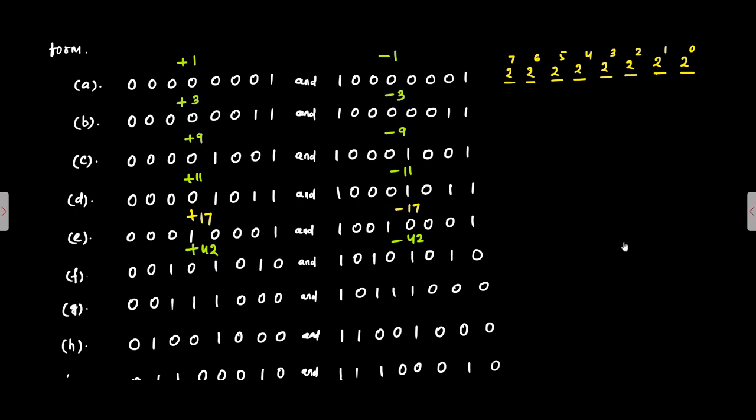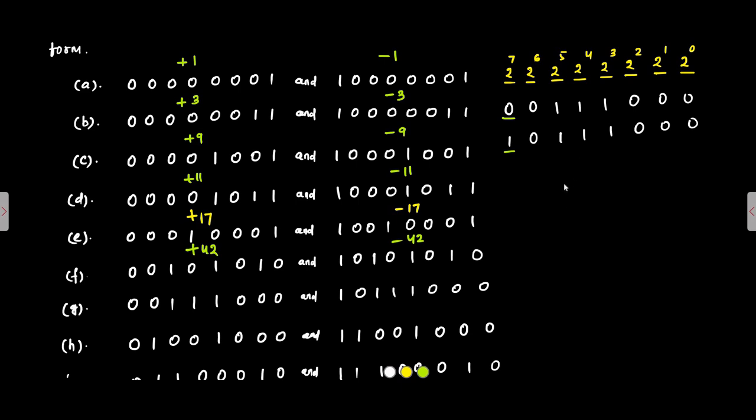Okay, next one is G, 00111000. Here it is 10111000. So again, MSB 0, MSB 1, so it is positive, this is negative.